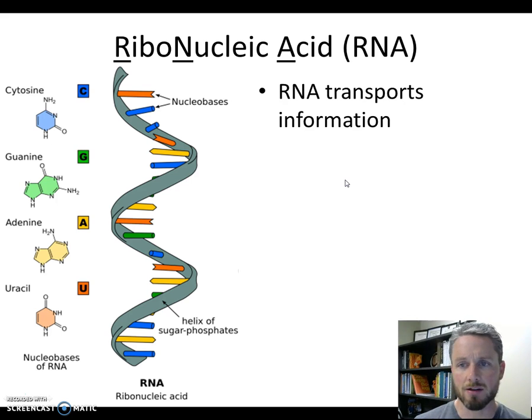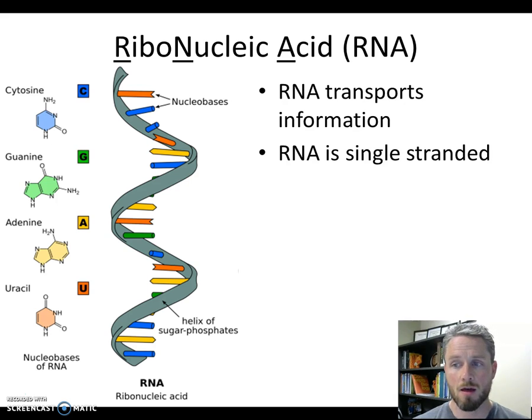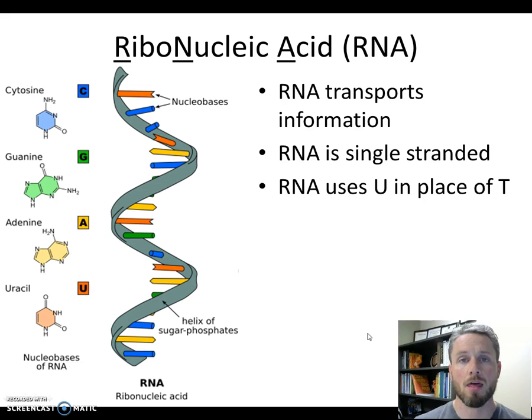So as a reminder, RNA transports information. RNA is capable of moving information around inside the cell. RNA is different than DNA in that it's single-stranded. You can see that in this picture. And then the last difference we'll point out is that RNA uses the nucleotide U instead of the nucleotide T. So we've got that U nucleotide right here. That U nucleotide only shows up in RNA. We don't observe it in DNA.